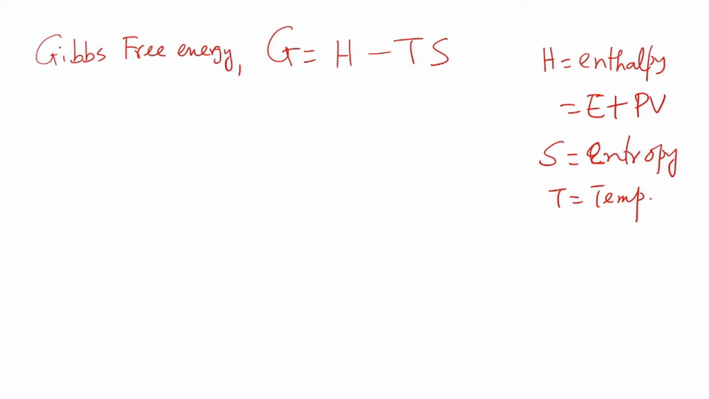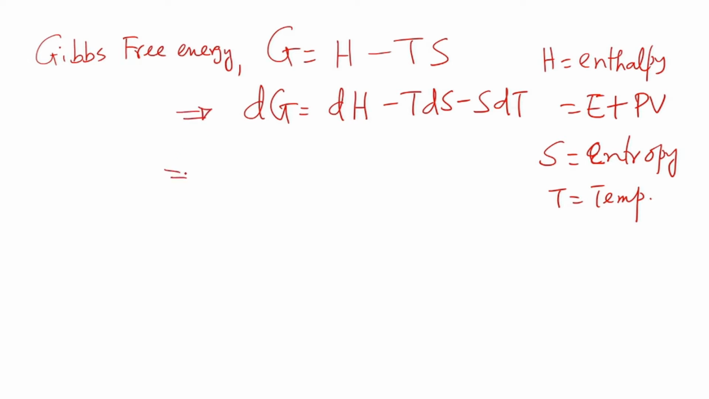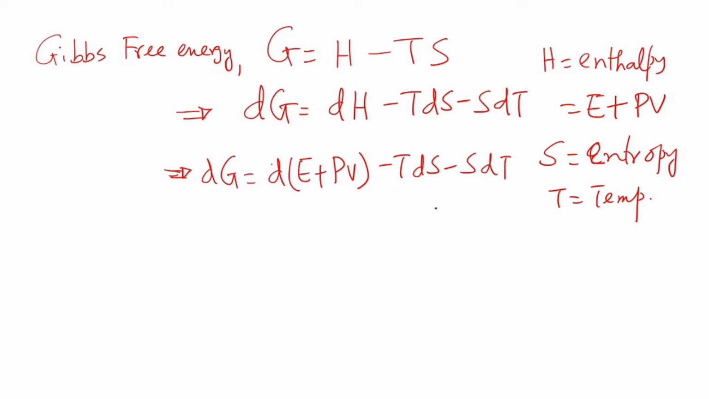So, let us do the first thing first. If I take the total derivative, dG is nothing but dH minus T dS minus S dT, right. That is something everybody should know. So, that is the total differential of G, correct. Now, I can write down the same thing, dH is dE plus d(PV), so dE plus d(PV) minus T dS minus S dT. We are not changing these two terms here.